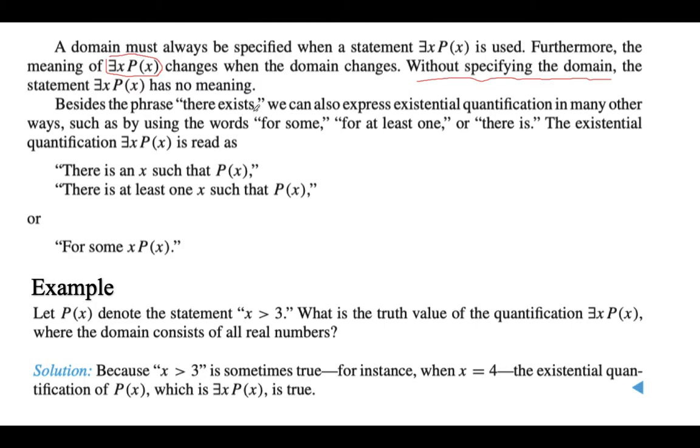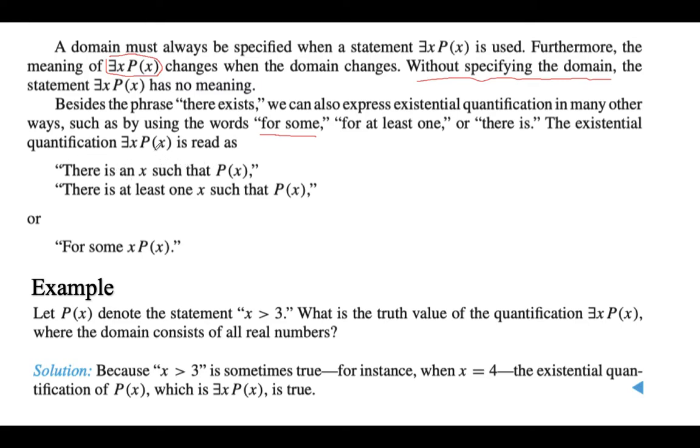Besides the phrase "there exists", we can also express the existential quantification in many other ways, such as by using the word "for some". So "there exists" may be replaced by "for some", "for at least one", or "there is". So these are equivalents of this statement. This English phrase "there exists" has these equivalent phrases: for some, at least one, for at least one, or there is.